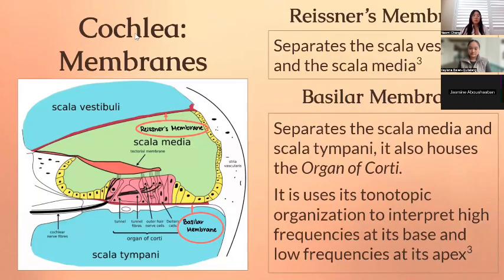And then the cochlea also has 2 different membranes, the Reissner's membrane and the Basilar membrane. Reissner's membrane separates the scala vestibuli and the scala media. As for the Basilar membrane, it separates the scala media and scala tympani, but it also houses the organ of Corti, which I'll be talking about later. It uses tonotopic organization to interpret high frequencies at its base and low frequencies at its apex.